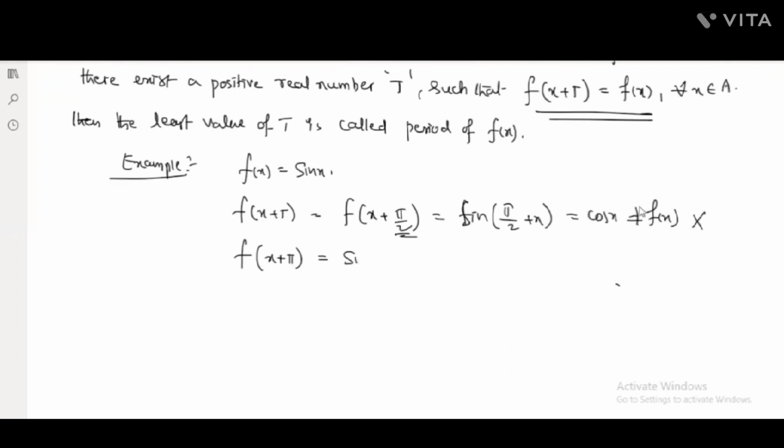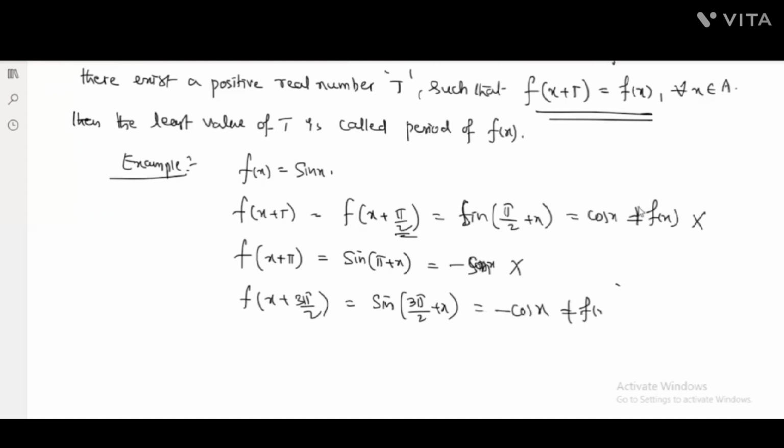That is sine of pi plus x, which gives minus sin x. This is not at all our f of x. Next, f of x plus 3 pi by 2, that is sine of 3 pi by 2 plus x. This is in the fourth quadrant, so sine is negative and it will be minus cos x. So this is also not f of x.